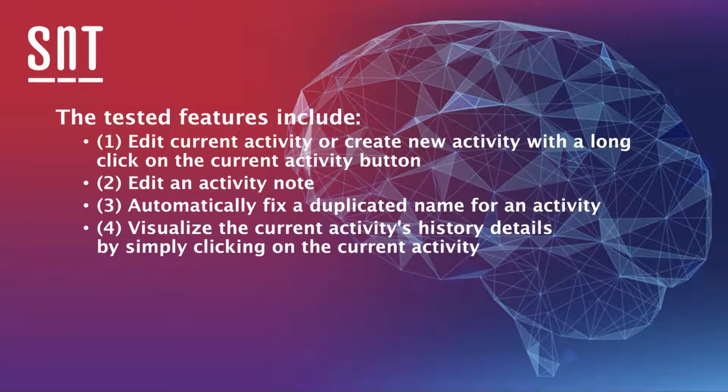The tested features include edit current activity or create new activity with a long click on the current activity button, edit an activity node, automatically fix the duplicated name for an activity. After disabling the Terminate Activity by Click option, click on the current activity to visualize the current activity's history details.